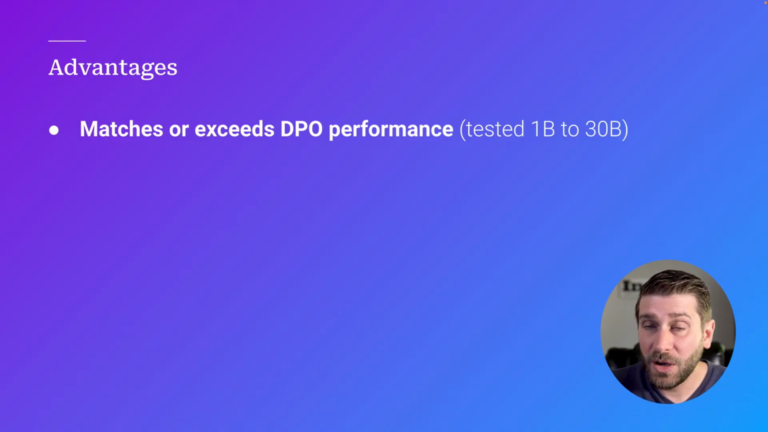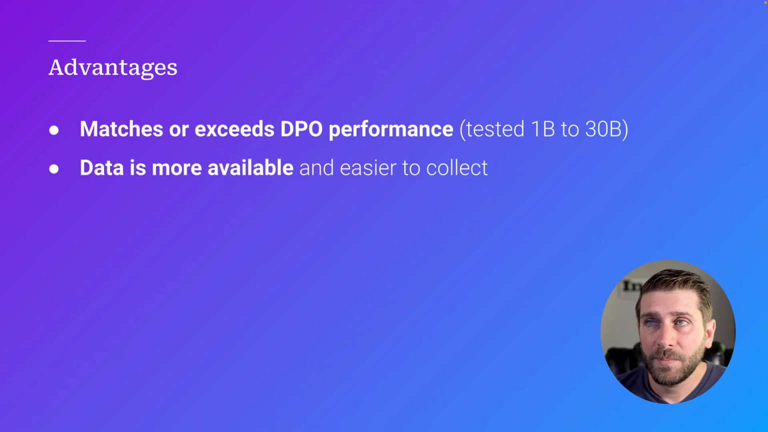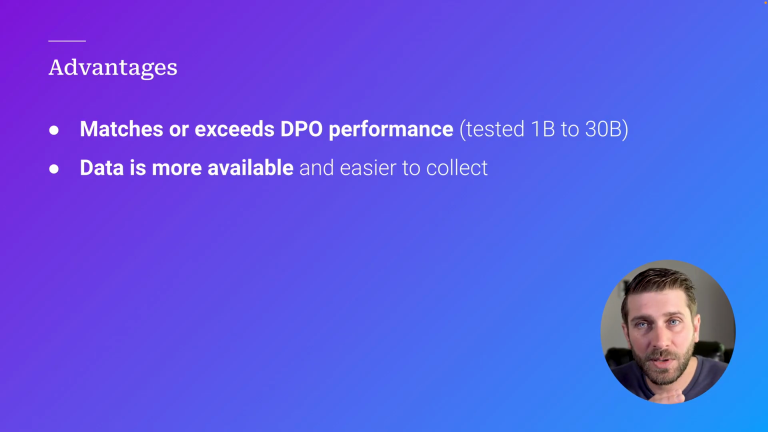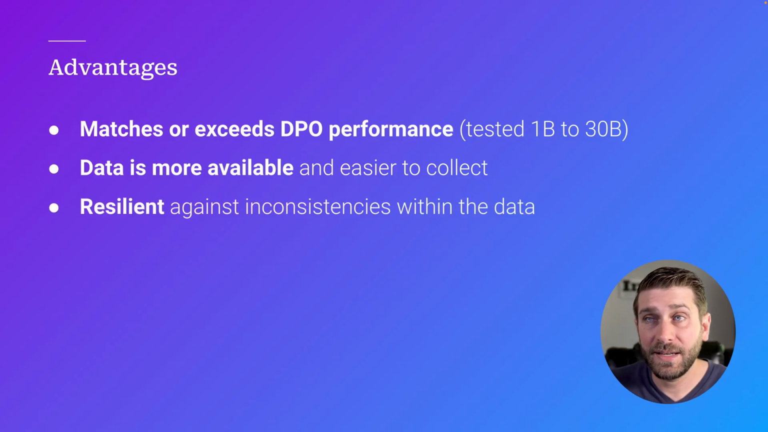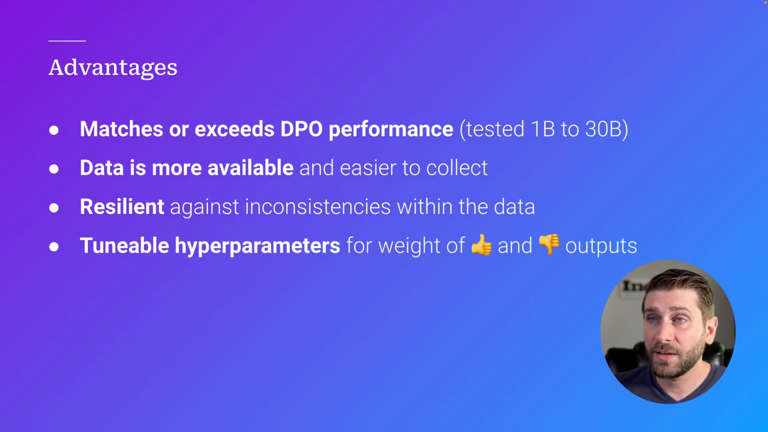It has a lot of advantages. So it matches or exceeds DPO performance. In the paper, they tested 1 billion to 30 billion parameter models. I'm sure there's a lot more work to be done here. Data is more available and easier to collect, right? Thumbs up, thumbs down, super easy. You don't have to overthink, like, do I like this one better than that one? That's kind of a hard choice sometimes in some cases to make between two different outputs. And then it's resilient against inconsistencies within the data. It also has tunable hyperparameters for weight of what you like and what you don't like.